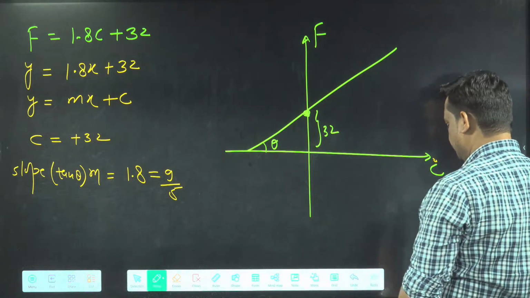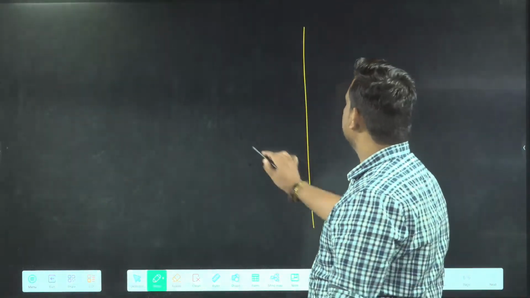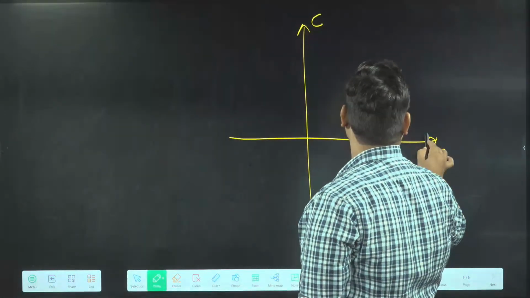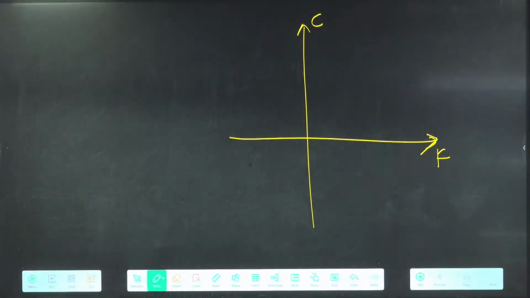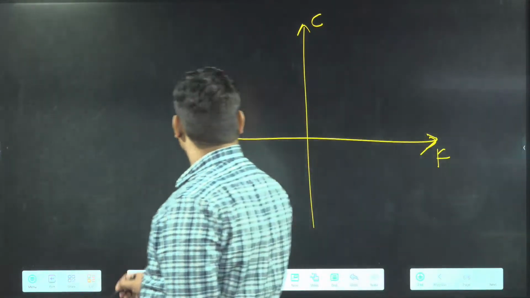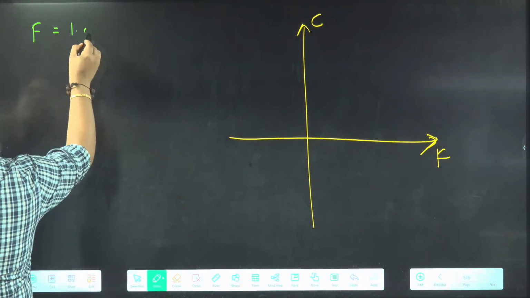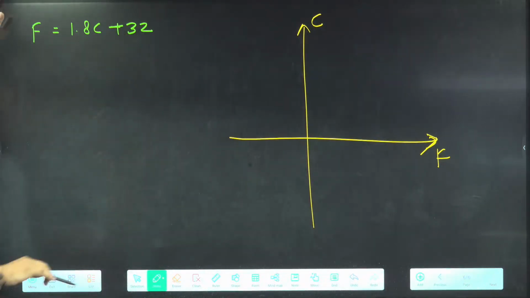Written? Done? Okay. Suppose I give you here, this is the C and this is the F. Then what are we going to do? Now we can see the axis has changed. So you will write the same relation, F equals 1.8 C plus 32. The only thing that is happening here is that the axes change, and you can plot.